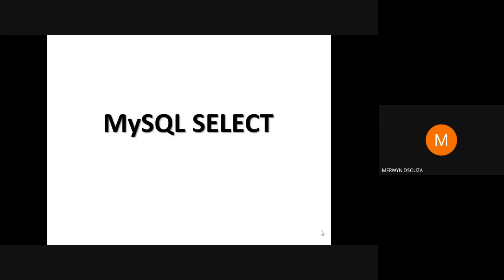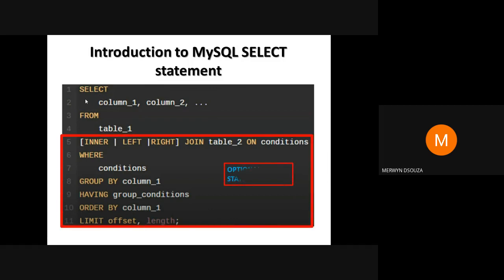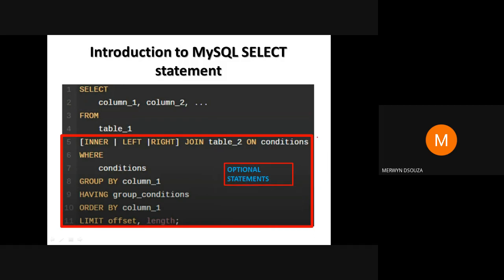Hello students, in this video you will learn how to use the basic form of the MySQL select statement to query data from a table. So this is the syntax of your select statement. In this statement, the following statements are optional. Okay, so within this statement, all these statements are optional.